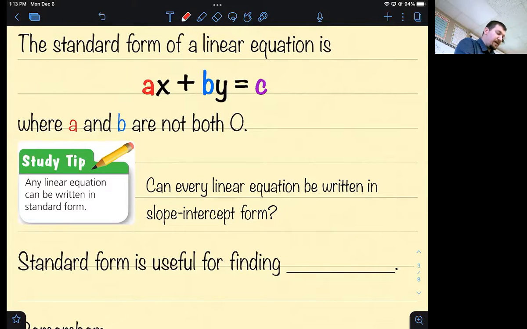It says, can every linear equation be written in slope-intercept form? The answer is no. Vertical lines cannot be written in slope-intercept form. Because vertical lines have what kind of slope? Yeah, so no lines with undefined slope.